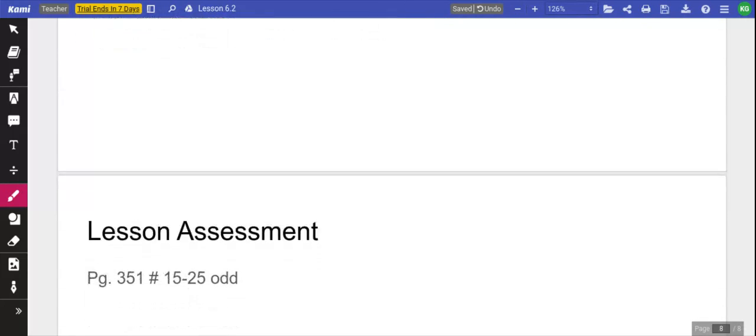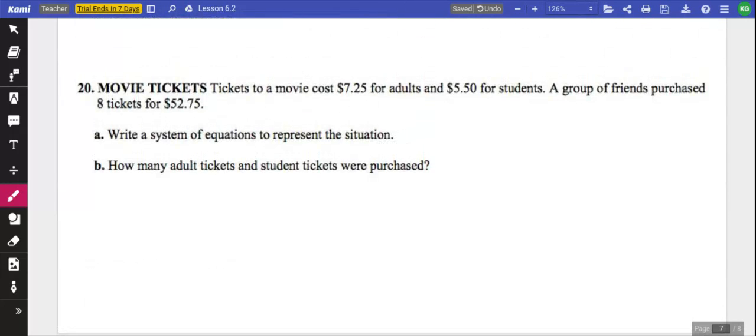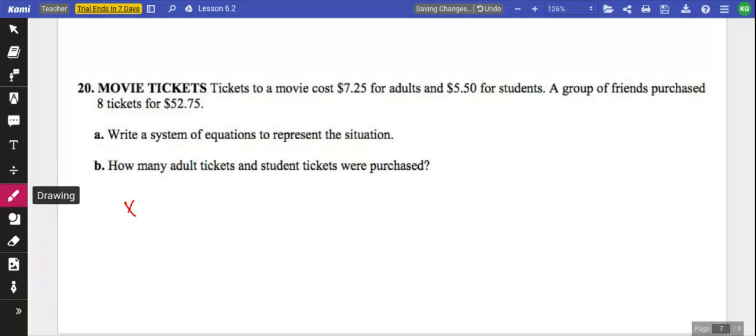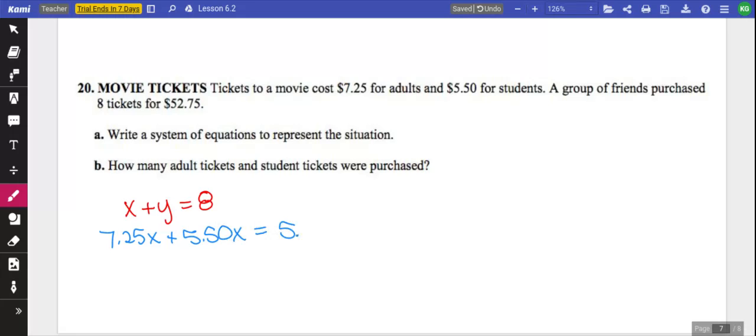Okay, let's do our word problem here and then we're done. Tickets to a movie cost $7.25 for adults and $5.50 for students. A group of friends purchased 8 tickets for $52.75. So remember we talked about yesterday, we're going to have one that's talking about the number of tickets. So we don't know how many adults and we don't know how many students, but we know they bought 8 tickets. And our second equation is going to be the money. So $7.25 for adults plus $5.50 for students equal to $52.75.